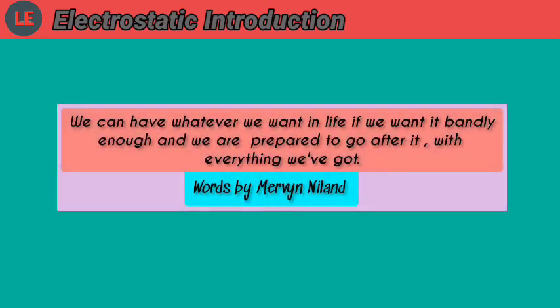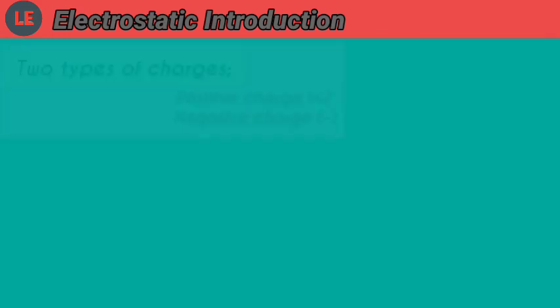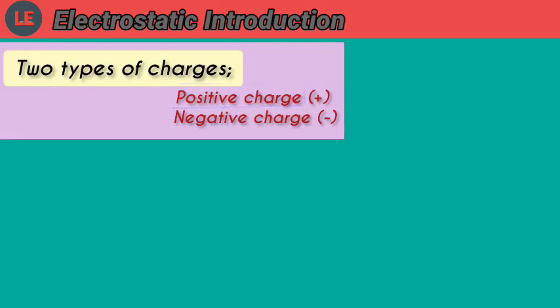This section is about electrostatics. Under electrostatics, we have two types of charges which are the main components of electrostatics. They are positive and negative charges. Positive is represented by a plus sign, and negative by a minus sign.